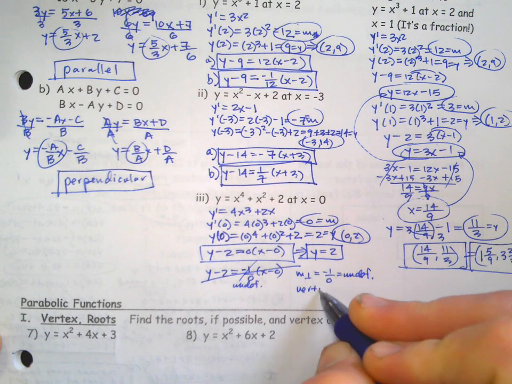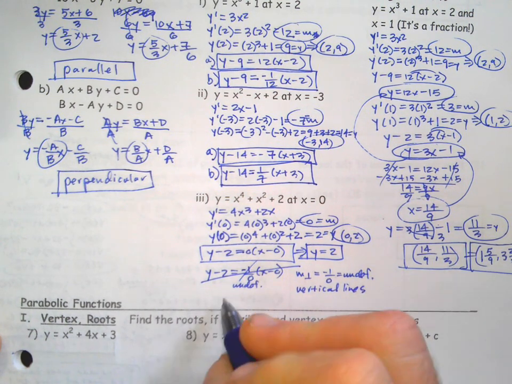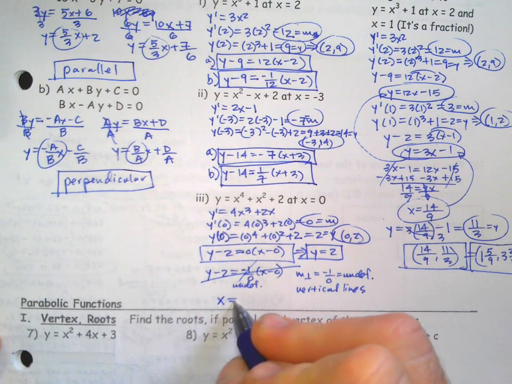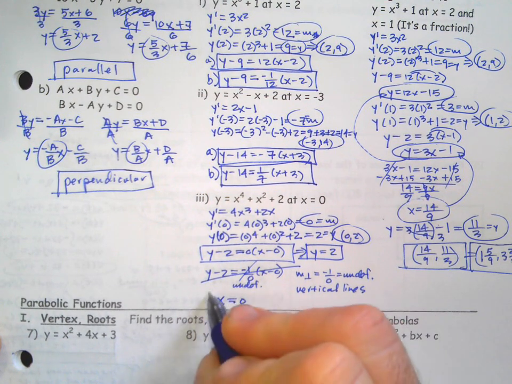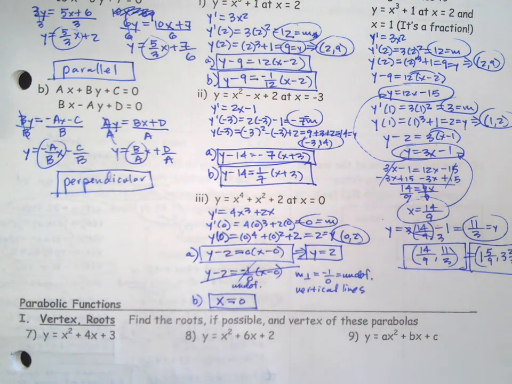And how do we write the equations of vertical lines? Learn back in Algebra 1. x equals a constant value, 0. So the normal line is a vertical line. Can't write vertical lines in slope-intercept or point slope form.